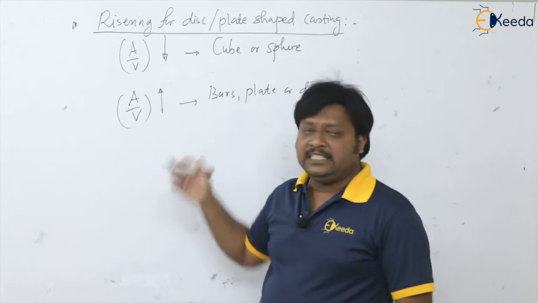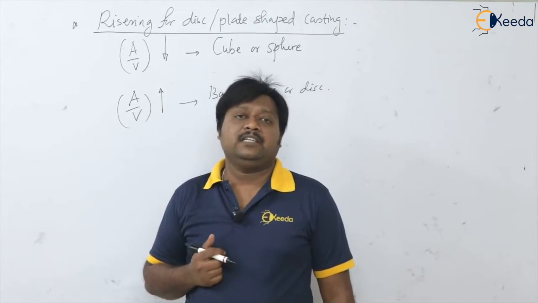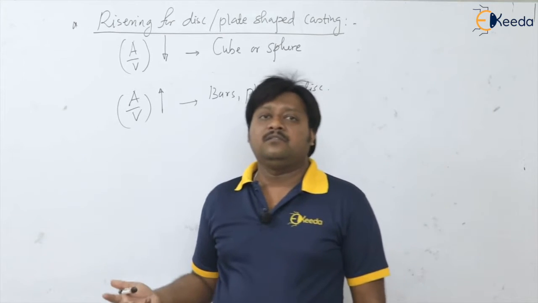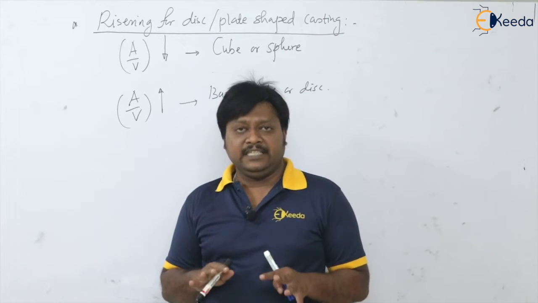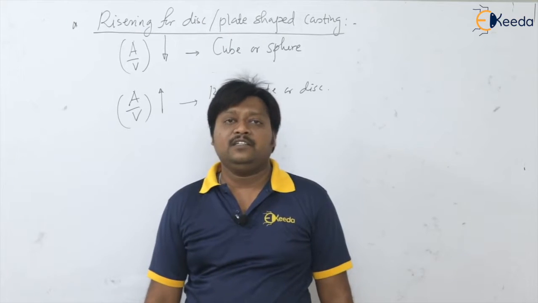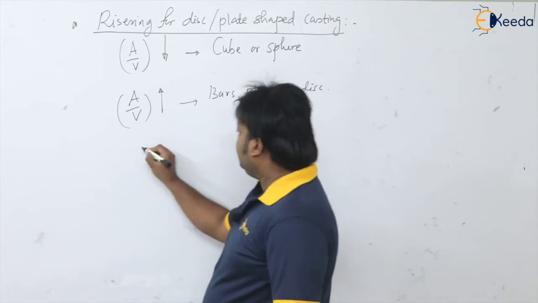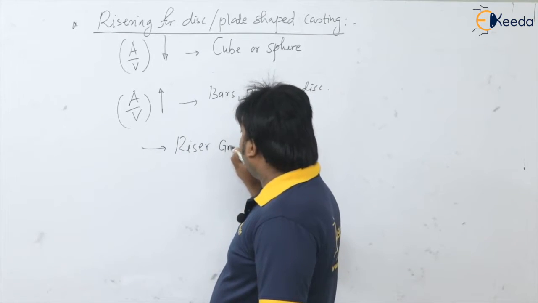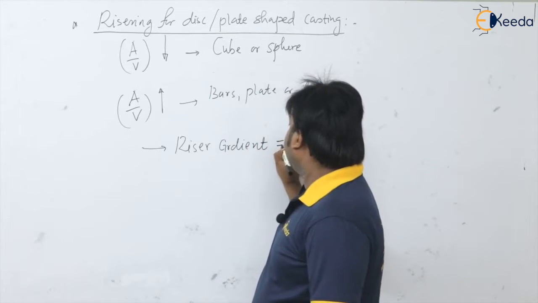In such shapes, where to locate the riser, and whether a single riser can feed the entire casting or more than one riser is needed, we check that distance: how far the riser can go for feeding the molten metal. This is known as the riser gradient, that is, how far the riser is going to feed the molten material in the shape.